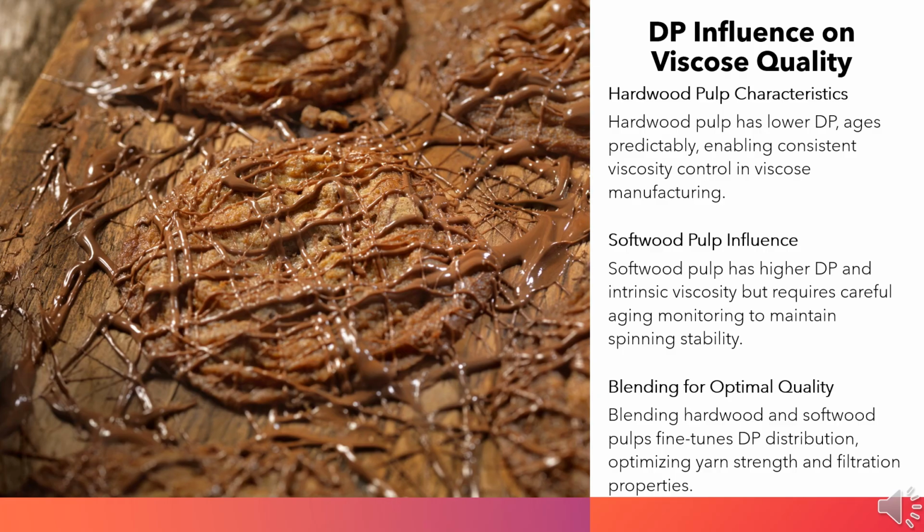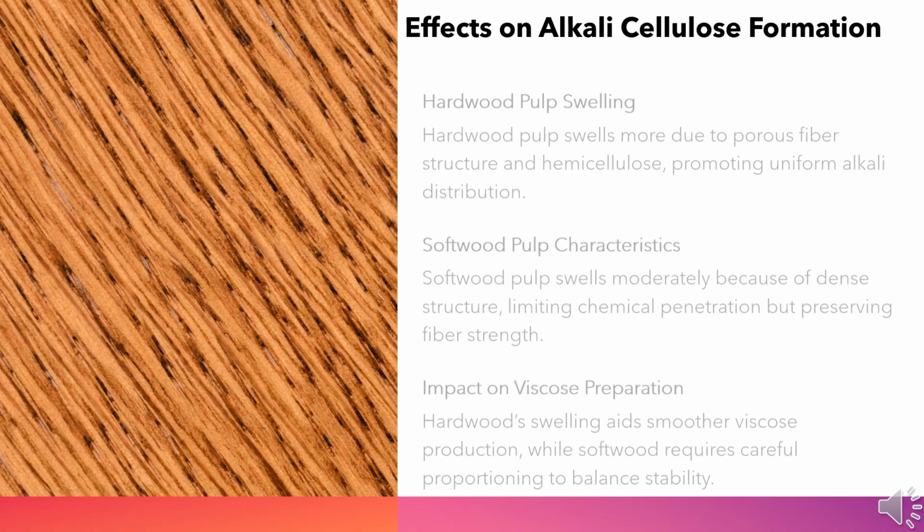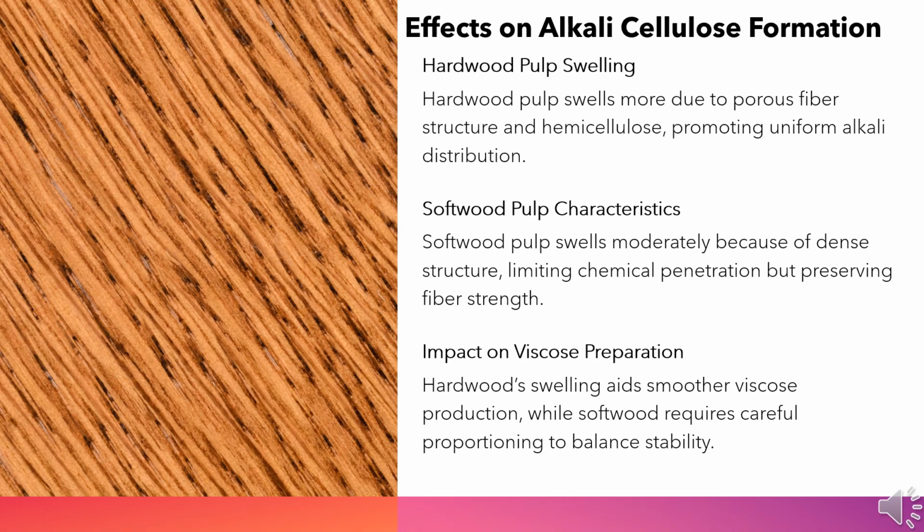However, its aging behavior is more sensitive, requiring careful monitoring to avoid excessive degradation or variation, which may destabilize spinning performance. Despite these challenges, the higher dP of softwood is advantageous in applications requiring stronger yarn. Proper blending of hardwood and softwood pulps allows manufacturers to fine-tune dP distribution to achieve optimal spinning behavior, filtration properties, and final yarn quality.